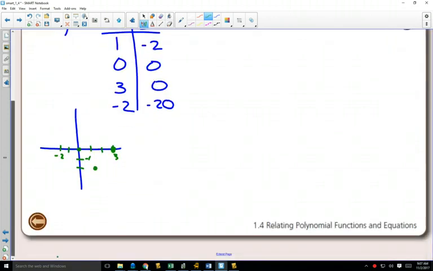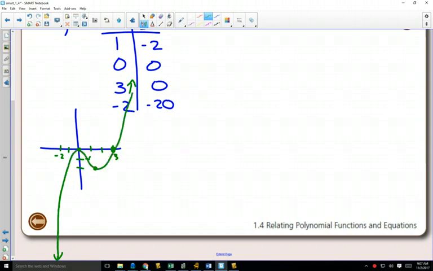So we know that it's got to start, I may as well start at this point down there. It has to end up here in order for the end behavior to act like a line. And so with the points that we have so far, this is what I know. Maybe something like this. You could use your graphing calculator to verify.